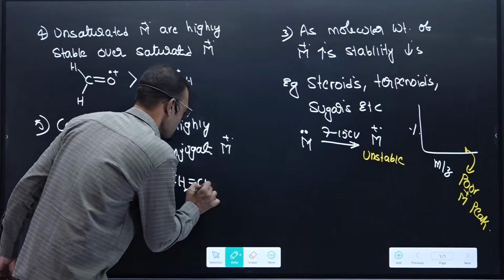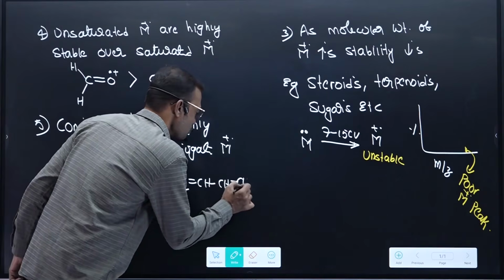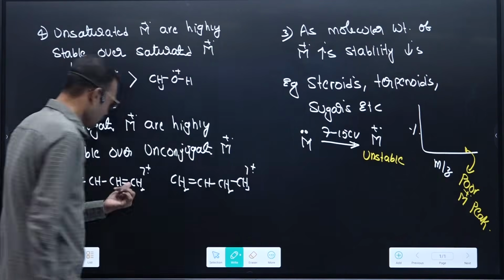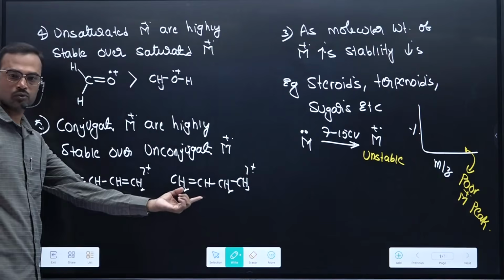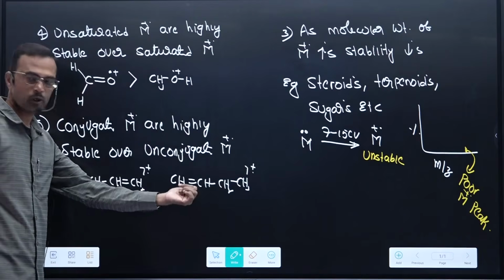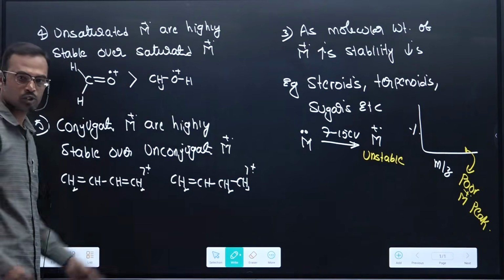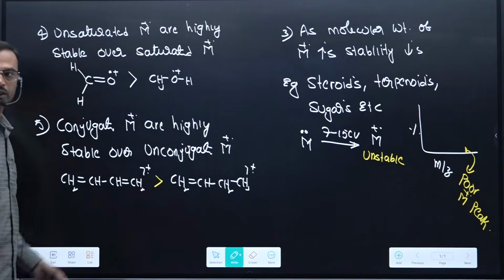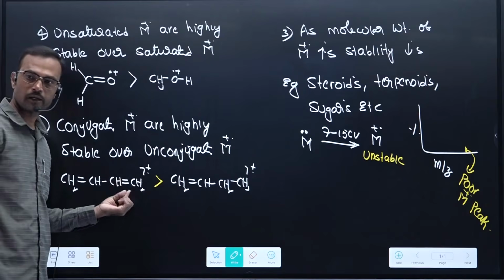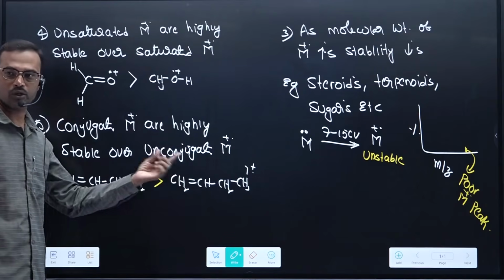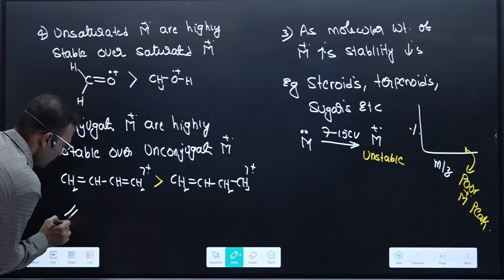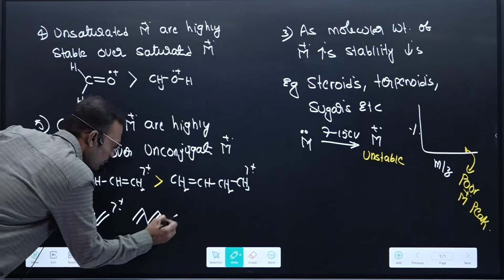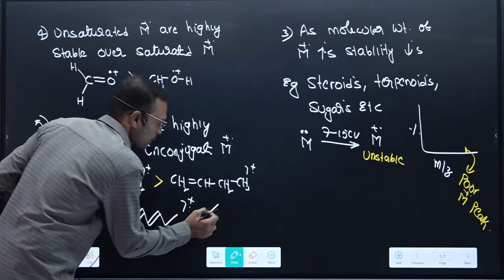In this case, this is CH2 and here one more CH3. Here also a molecular ion, with two double bonds, but there is no conjugation. If there is no conjugation, the corresponding molecule is found to be unstable. So which is more stable here? Conjugated olefins are more stable than unconjugated olefins. Greater the conjugation, greater the stability of a molecular ion. More conjugation, more stability. Suppose I take three double bonds under conjugation, this is more stable than two double bonds.